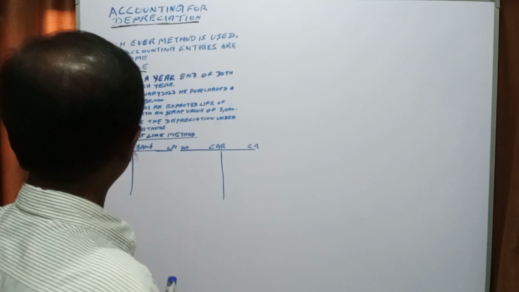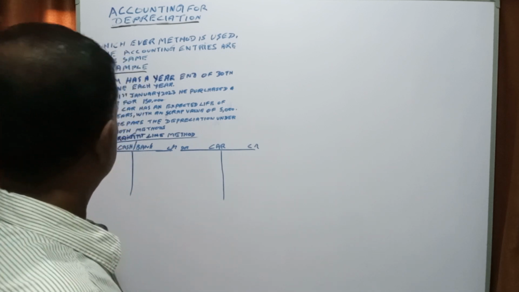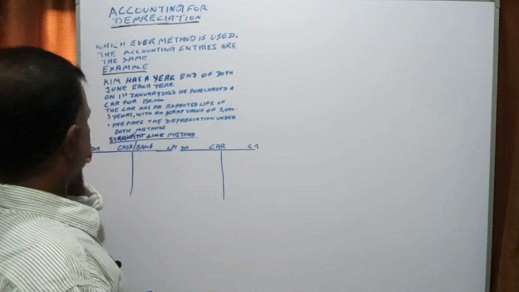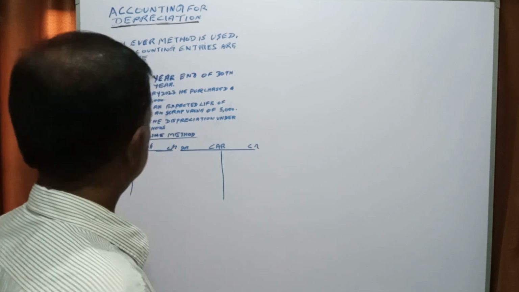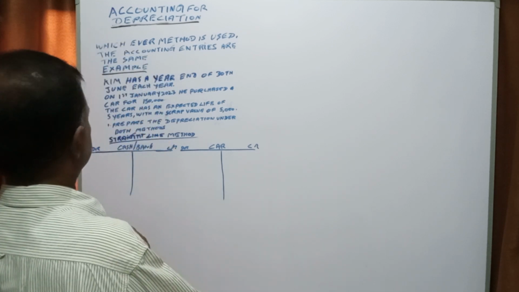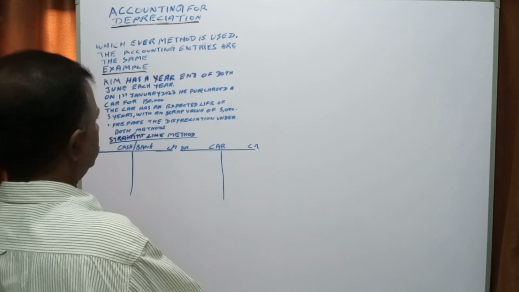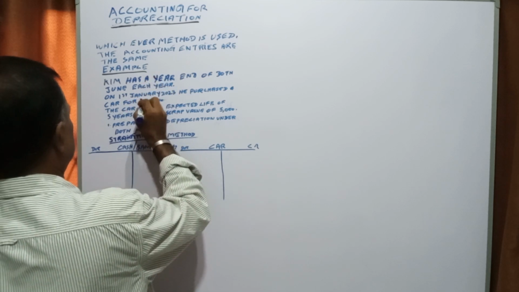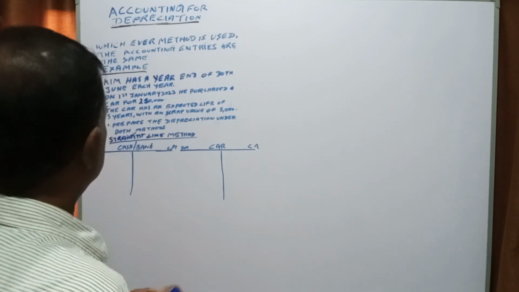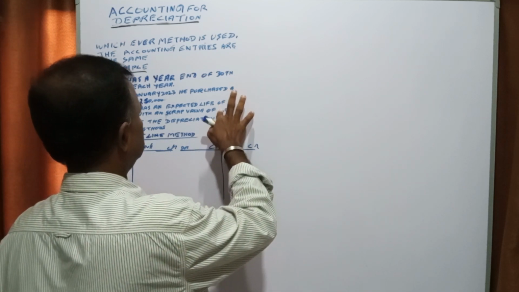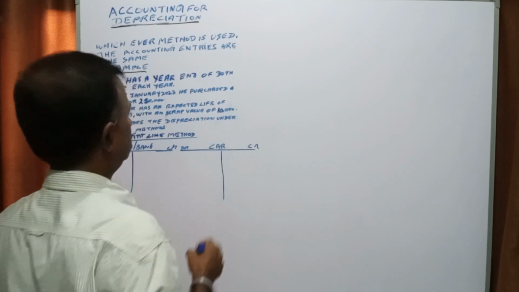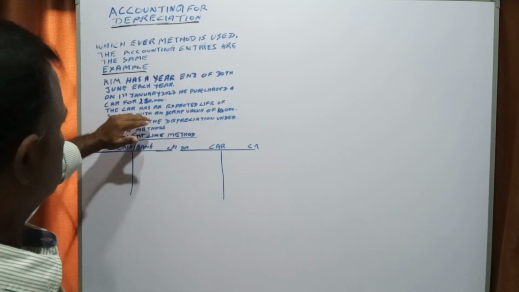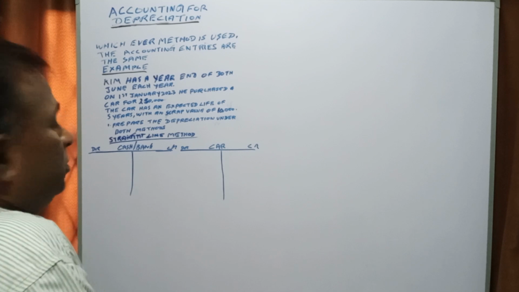So we will see under the straight line method. It is better to say the cost is 250,000, and at the end the scrap value is 10,000. You will make the question this way: straight line method and reducing balance method.